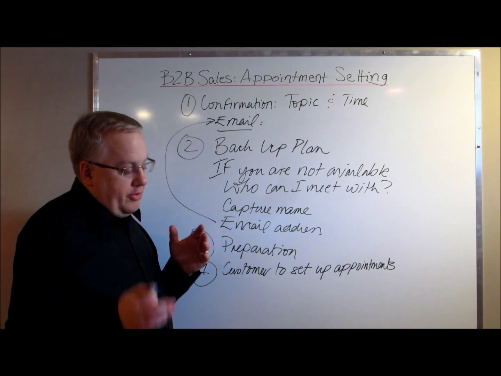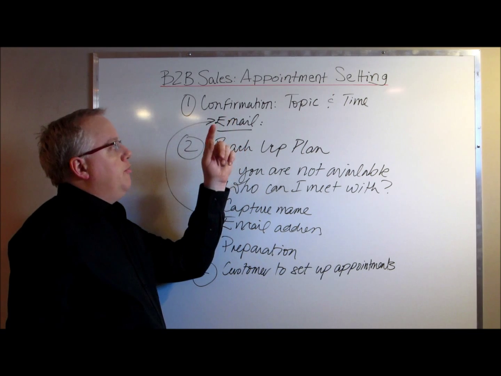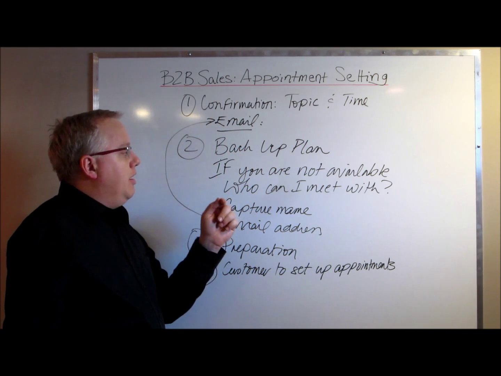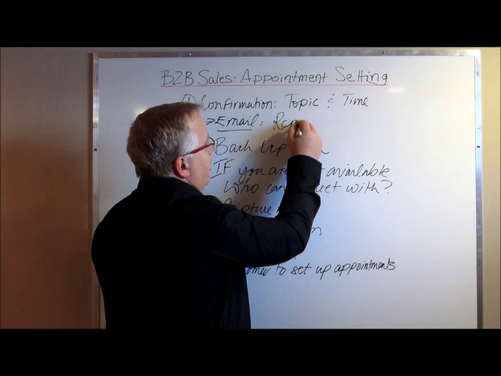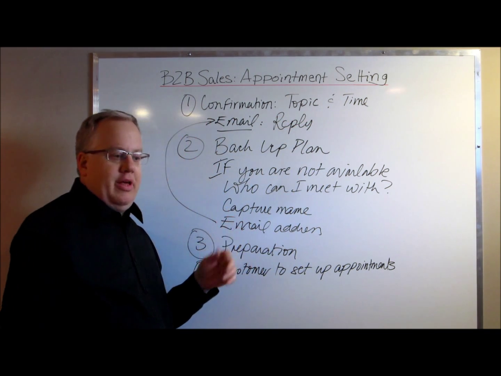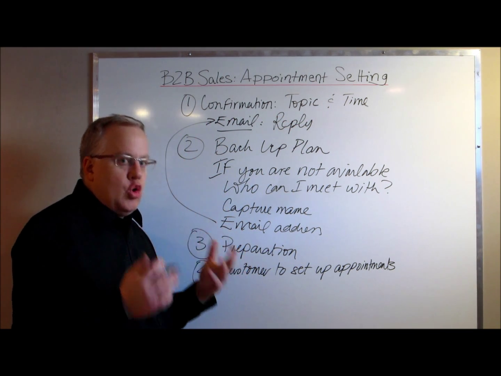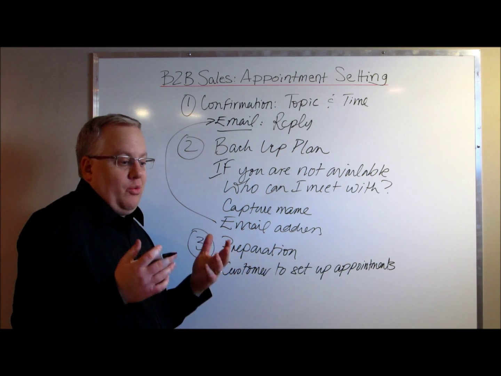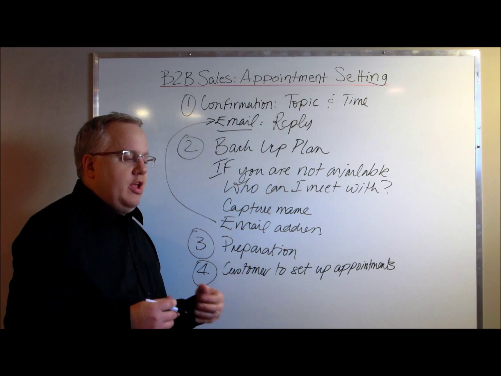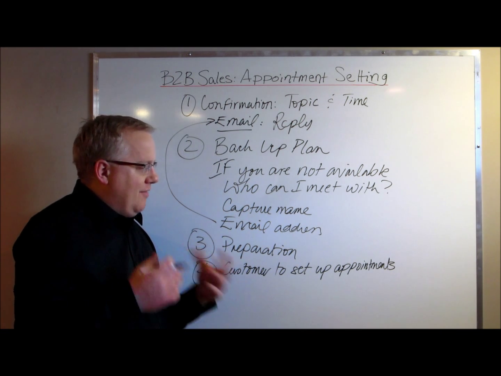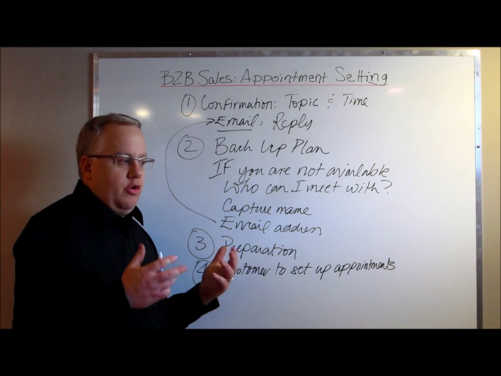So that's it. When it comes to appointment setting, get the confirmation, confirm by email, and have the customer reply to your email. That's a good one. Reply to the email. Have a backup plan. If you're not available, Mr. Customer, who can I meet? And explain to them you just don't want to come down and get shut out. If you do all these things and you still get shut out, it won't be for a lack of effort. You've done everything you can to make sure that you're meeting with the right people.